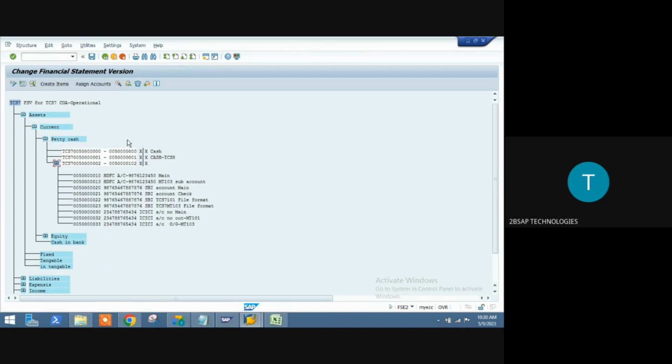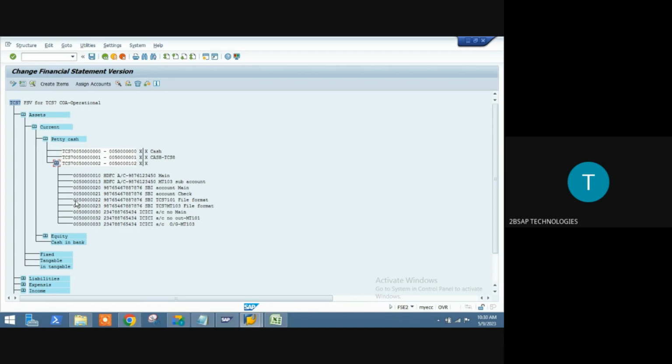Okay. So there what you are going to do? You are going to differentiate your GL accounts between accounting principle 1 versus accounting principle 2. In our case, 0L versus T7. Then you are going to maintain 0L related GL accounts at one place, and T7 level GL accounts in one more FSV. If I execute this one, I will get only 0L. If I execute T7 related, we will get only the T7 report.